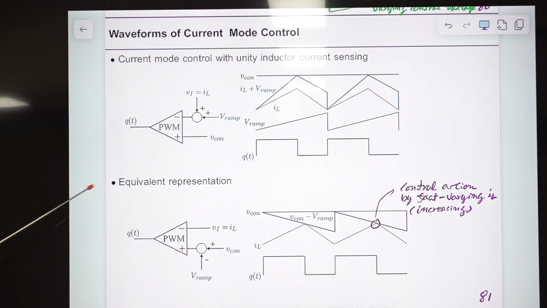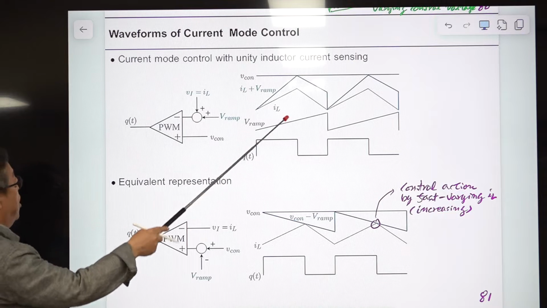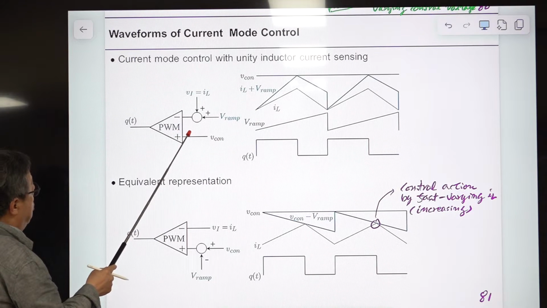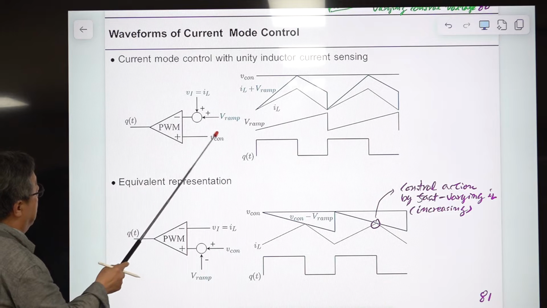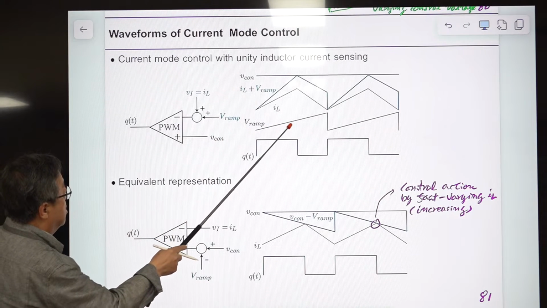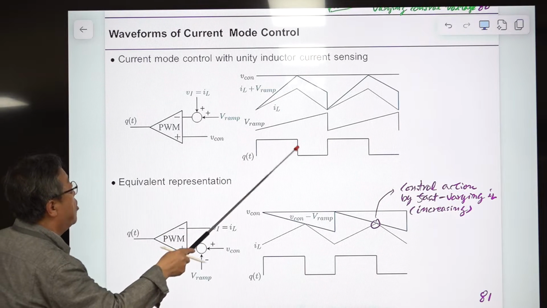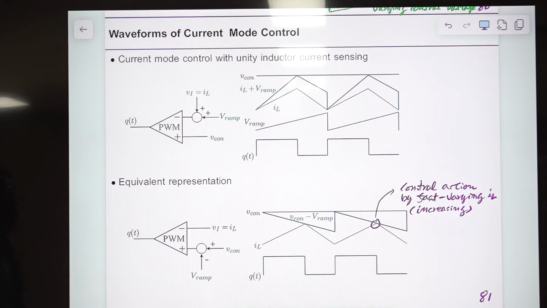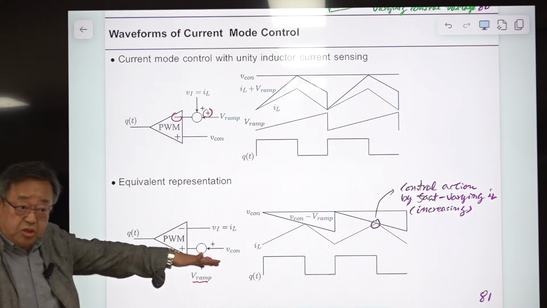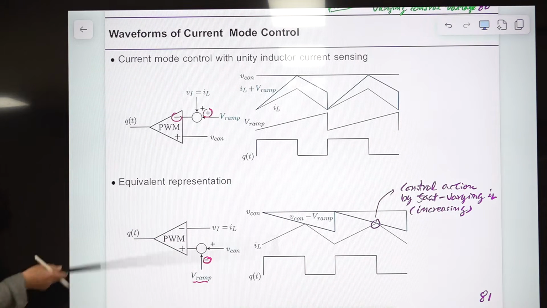So this is the original circuit waveform of current mode control. Actually, this is the modulator input waveform. Again, V ramp is added to IL, and at this moment the switch is turned off and turned on again. And we modify this. V ramp here is plus, and this is minus. So you move this V ramp here and put a minus sign here. Then this is a different waveform, but its function is the same as the previous case.